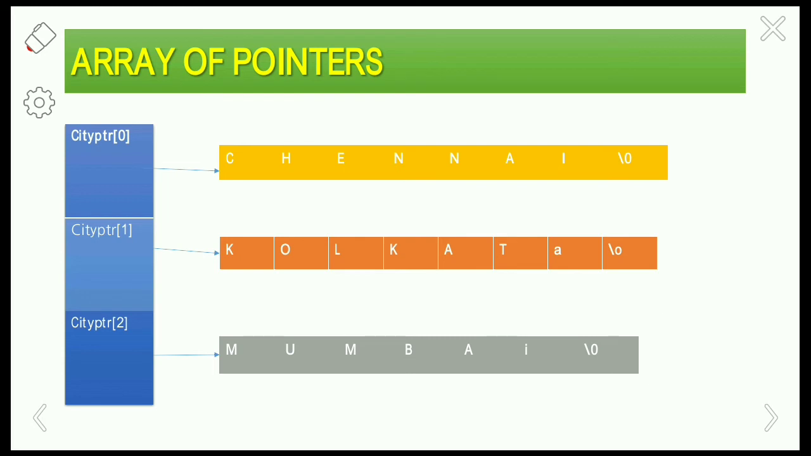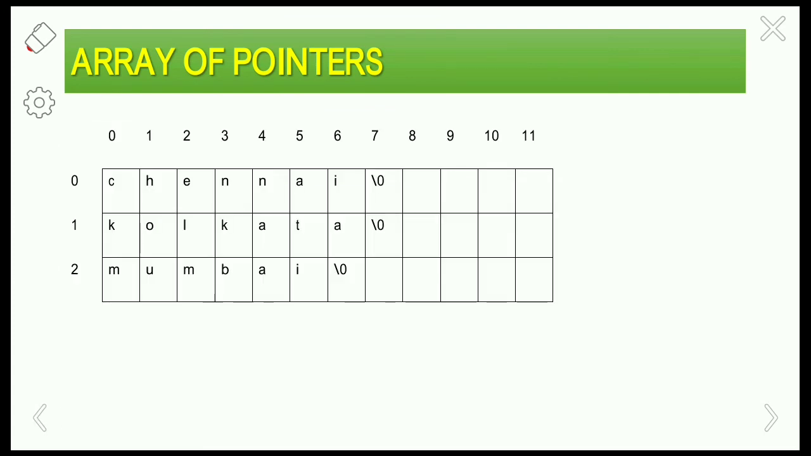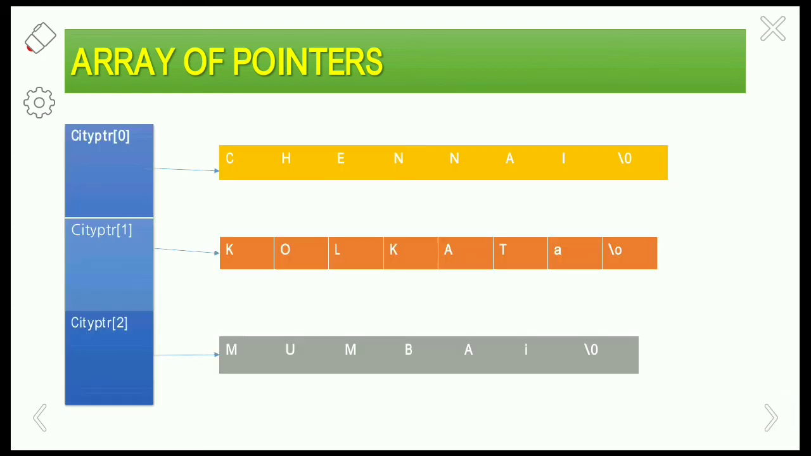Here, using the array of pointers, we are going to allocate only the required memory for the particular string, and there is no wastage of memory, and we can easily point to the particular location. Whereas in the case of arrays, we have to search for the particular location, but here we can easily access that particular string using the pointers.